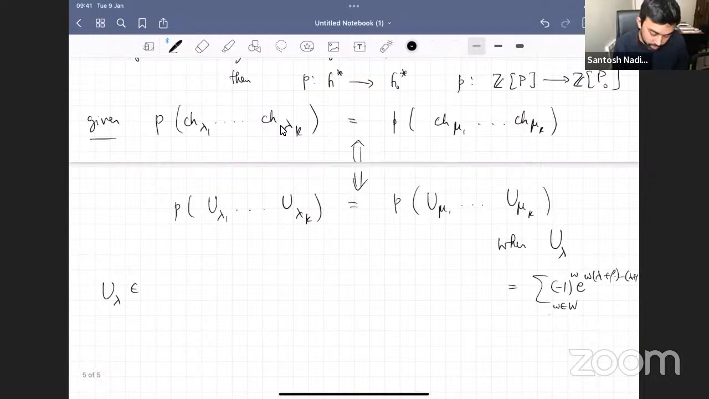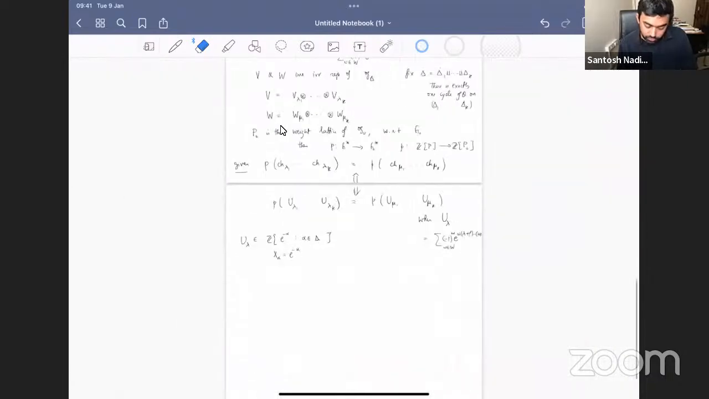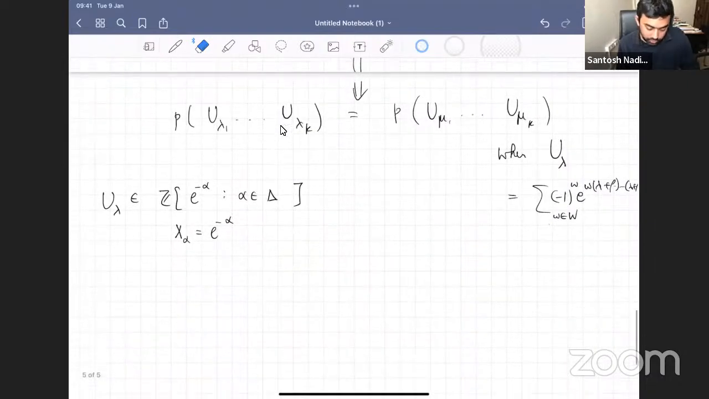So U lambda, you can consider it a polynomial in terms of these symbols e to the power minus alpha, where alpha is inside the simple roots delta, right? So now if I set x alpha equal to e to the power minus alpha, these are all notations probably I have stolen from Venkatesh and Vishwanath. So thanks to them. So you look at this guy.